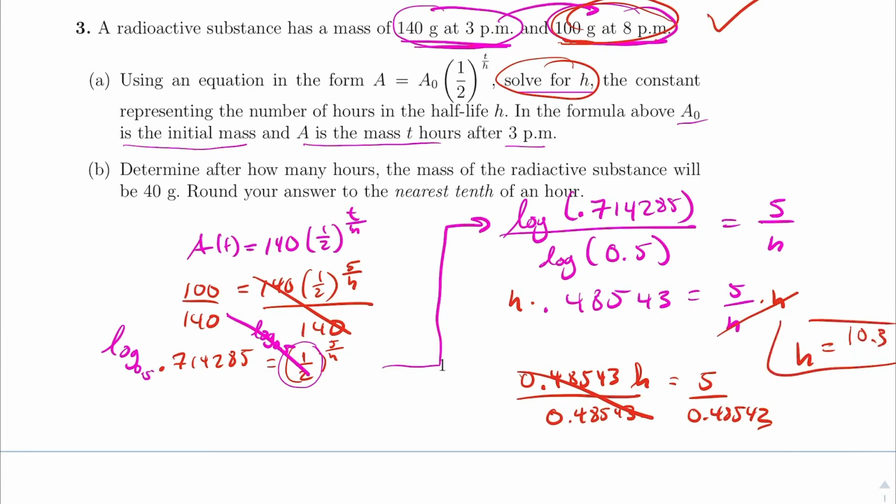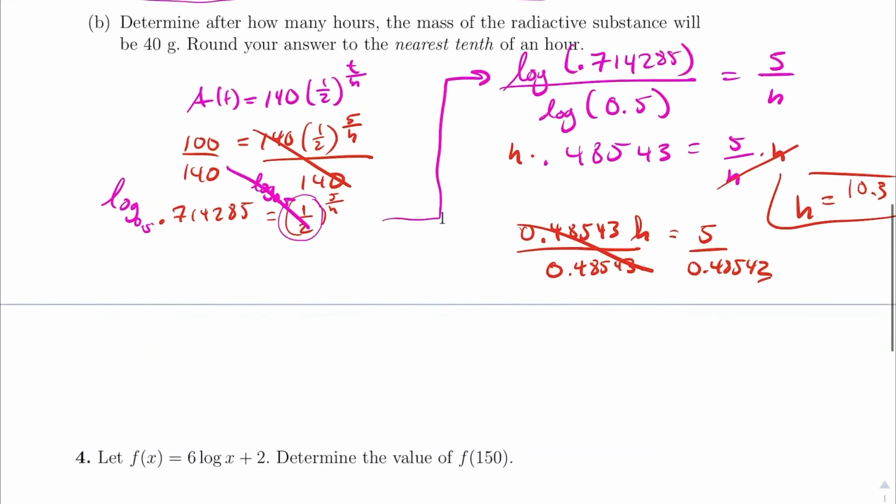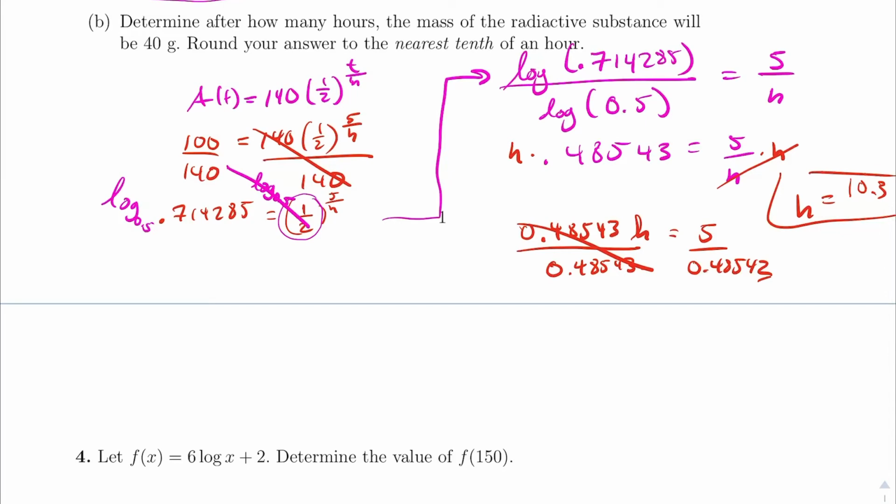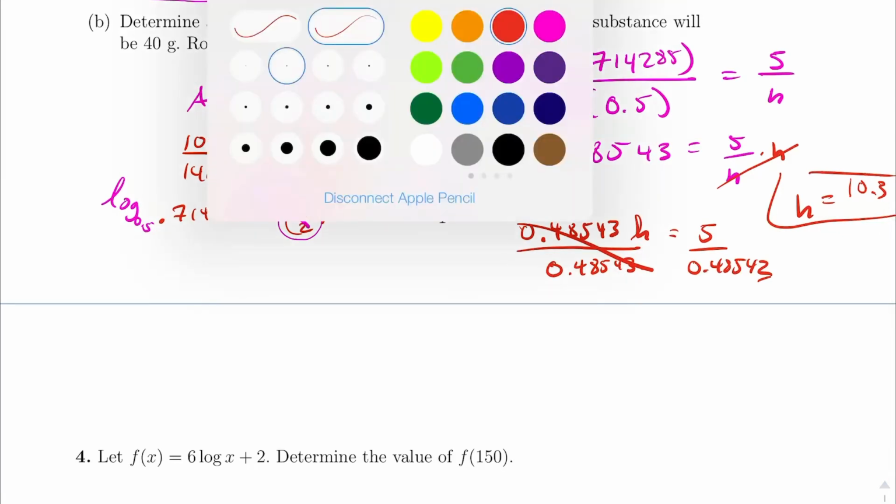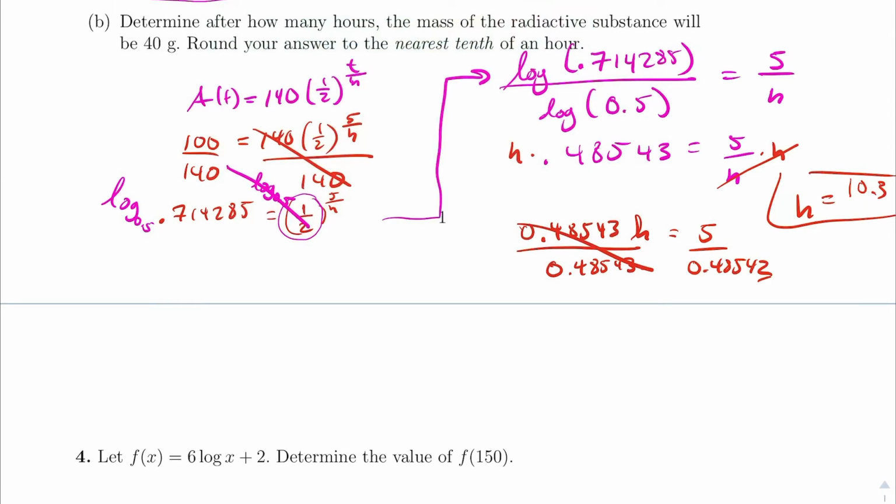I really didn't give you guys enough room on this one, I'm sorry. Okay, so we're up to part B. Determine after how many hours the mass of the radioactive substance will be 40 grams. Round your answer to the nearest tenth of an hour.